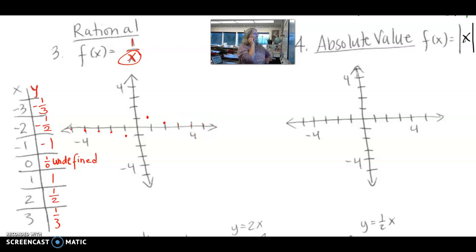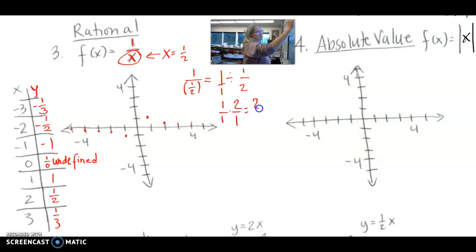Let's see what happens if I put in 1/2, a number that's less than 1. I would end up with 1 divided by 1/2. And if we write that like when we were in 4th grade, when you first learned division, 1 divided by 1/2, remember when you divide fractions, you need to flip the second one and multiply. So 1 over 1 times 2 over 1 becomes 1 times 2 is 2 over 1, so it becomes 2. So when x is 1/2, it would be up here at 2.